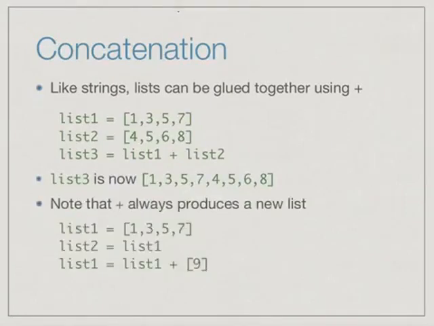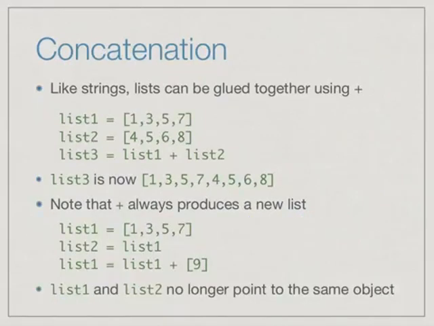One important thing to recognize in our context of mutable and immutable values is that plus always produces a new list. So if we say that list 1 is 1357 and then we copy this list as a name to list 2, so we saw before that we have 1357 and we have two names, list 1 and list 2. Now if we update list 1 by saying list 1 plus 9, this will actually generate a fresh list which has a 9 at the end, and it will make list 1 point there, and list 2 will no longer be the same. So list 1 and list 2 will no longer point to the same object.